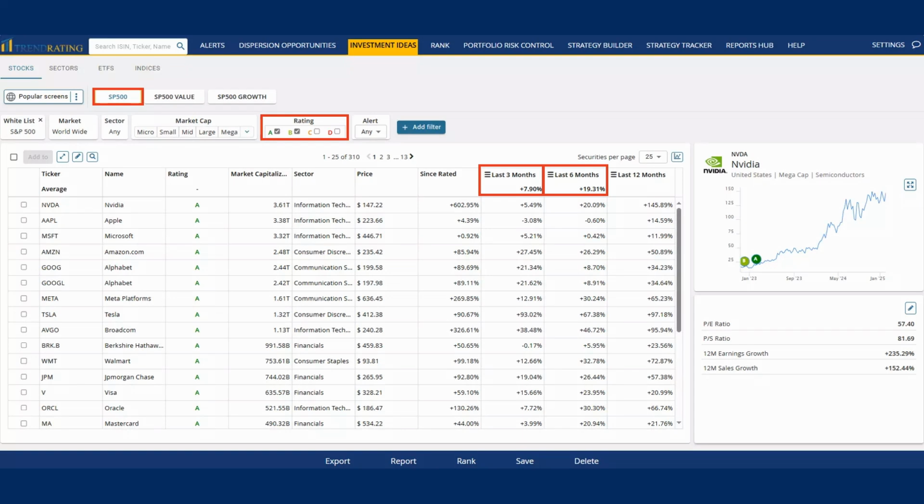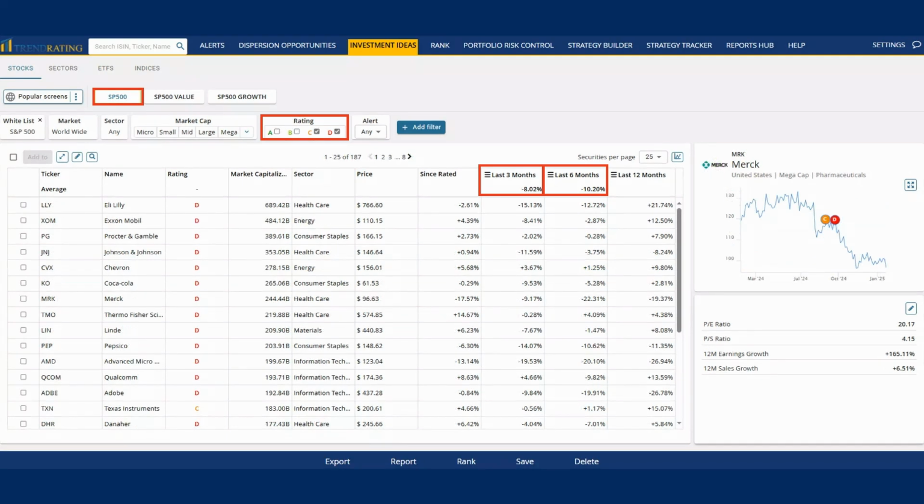Now, let's see how Trendrating can discriminate positive versus negative trends. A and B rated stocks identify bull trends, C and D ratings signal bear phases. By selecting positively rated stocks, the list goes down to 310 securities. As we can see now, the returns of these securities strongly increased over the same period of time, reaching almost a plus 20% average performance over the past 6 months.